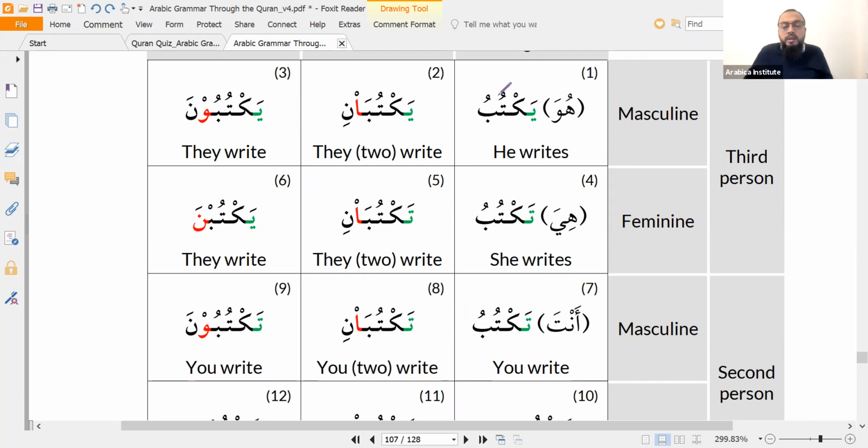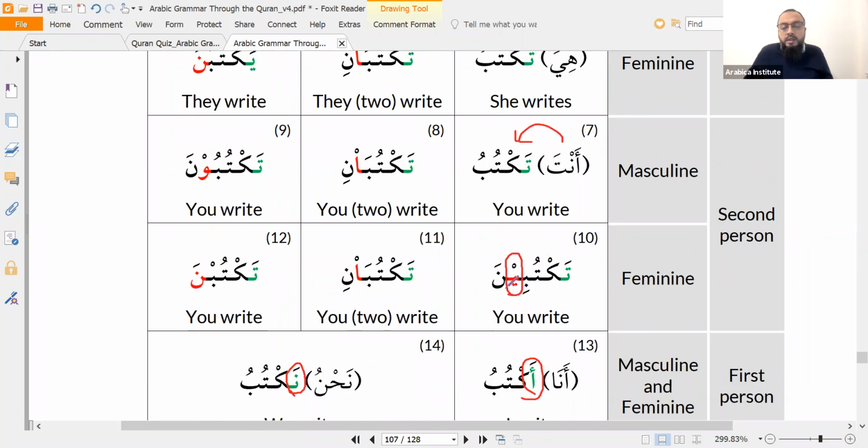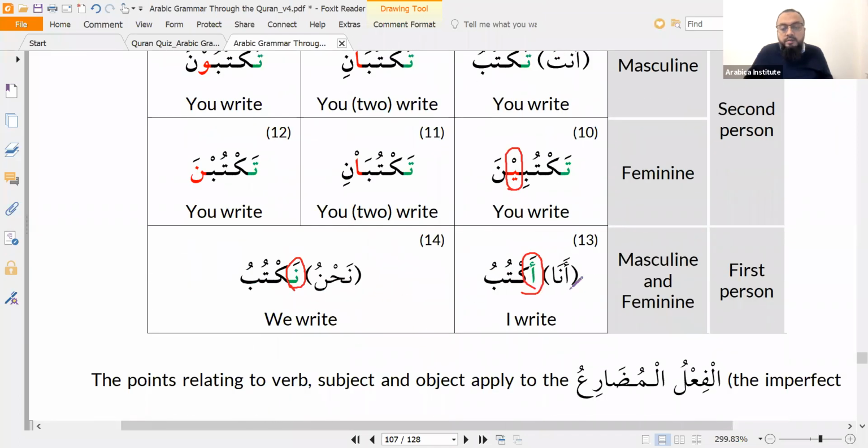The pronoun's implied. So in yaktubu, huwa is implied. In taktubu, hiya is implied. In taktubu, anta is implied. In all of the others, the pronoun is the alif or the waw or the nun for the feminine plural, or the waw for the masculine plural, and this ya for the feminine singular, second person. Sorry, I was wrong. These two also have implied pronouns. So ana is the pronoun here, and nahnu is the implied pronoun there. So here there are five of these verbs that have damirun mustatirun, an implied pronoun.